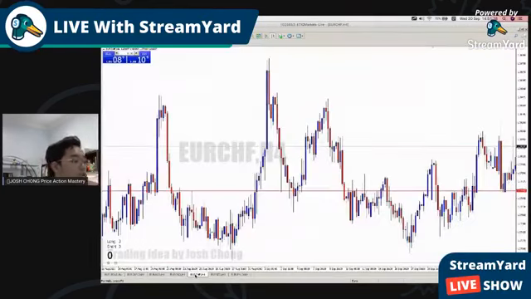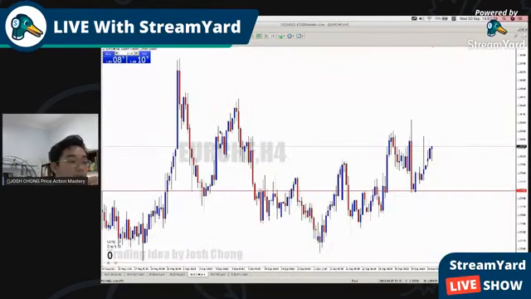Euro CHF. For this chart, we can see that the market is still very clearly in the uptrend, but currently the market is very choppy. So this is how you identify it and clear your mindset that this is a very choppy market. Try not to go into it. So I'm not going into this chart because it's quite choppy for me.